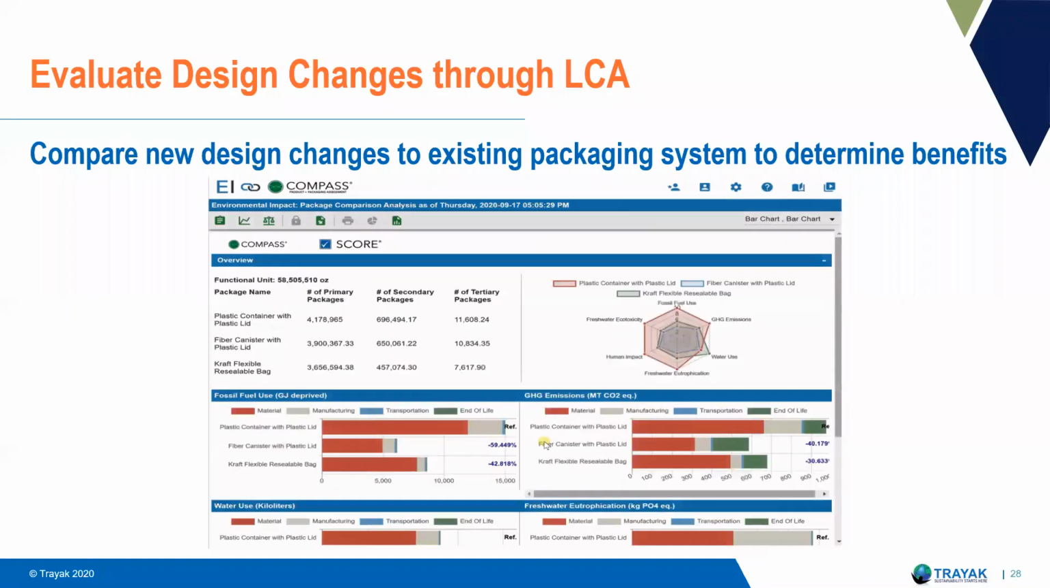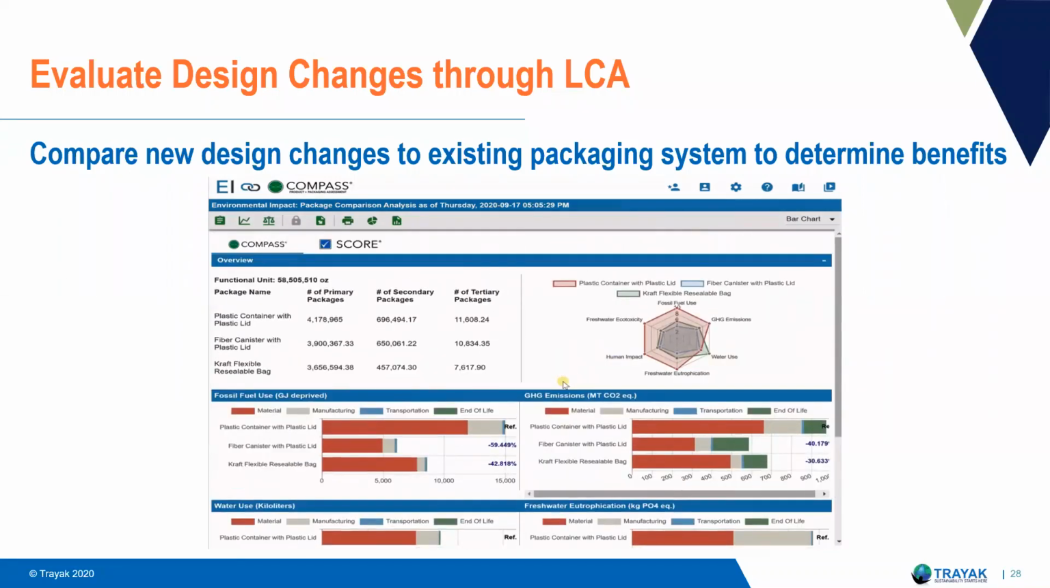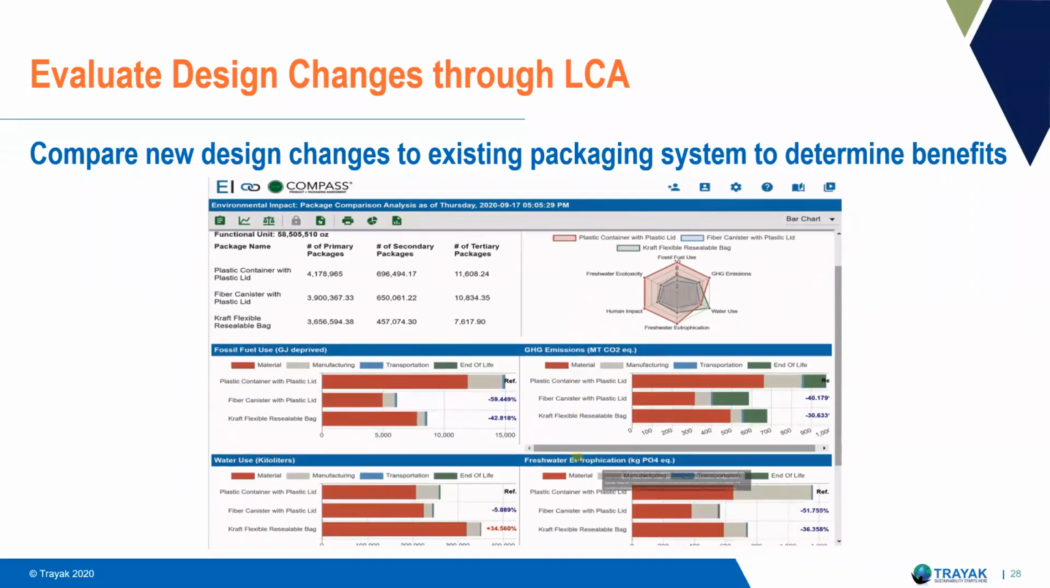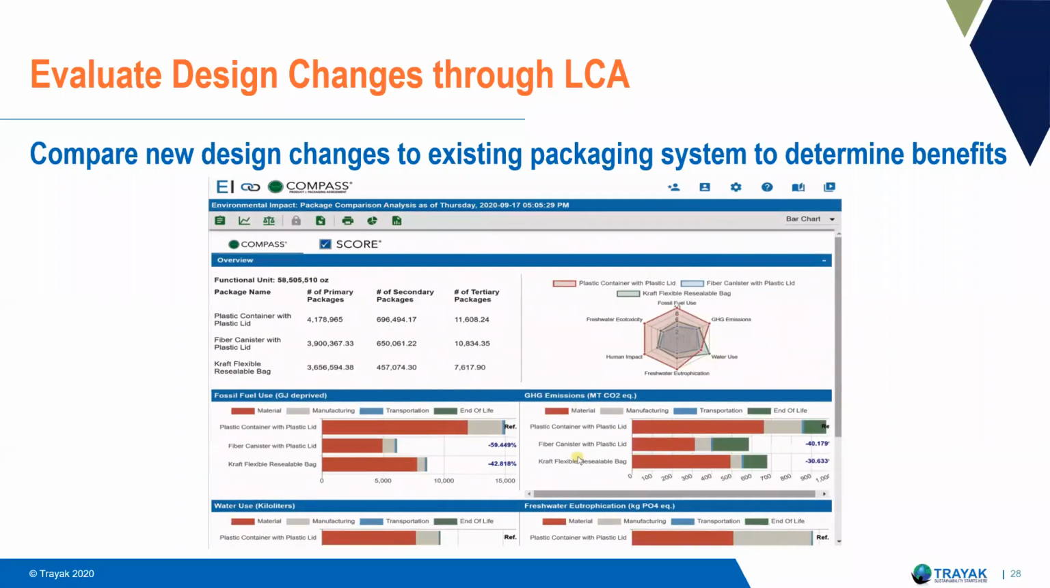And it will give me the LCA results in terms of my reference. And so what this shows me is I'm able to compare packages and look at all the indicators at once, or I'm able to just focus on one indicator. Let's take, for example, greenhouse gas emissions. So I can see my reference plastic container with plastic lid. This gives me my impact. And then I can see that my alternatives have reduced the impact. So they've reduced this by about 40%.